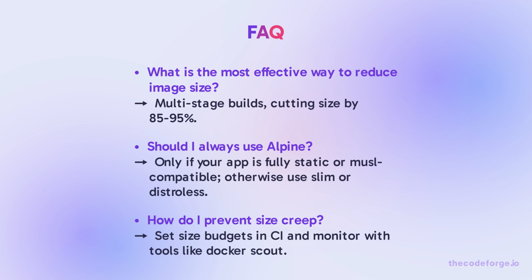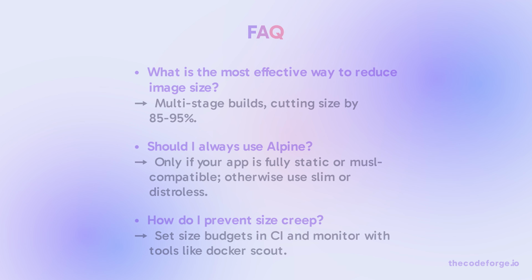And a few frequently asked questions. What is the most effective way to reduce image size? Multi-stage builds, cutting size by 85–95%. Should I always use Alpine? Only if your app is fully static or musl compatible. Otherwise, use Slim or Distroless. How do I prevent size creep? Set size budgets in CI and monitor with tools like Docker Scout.